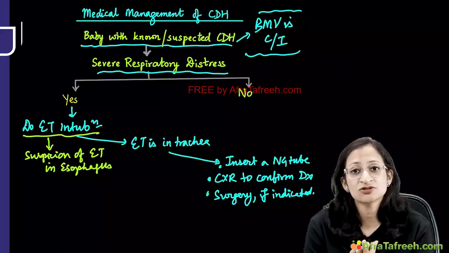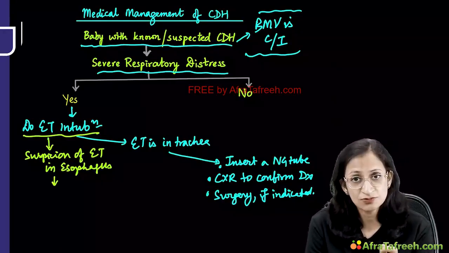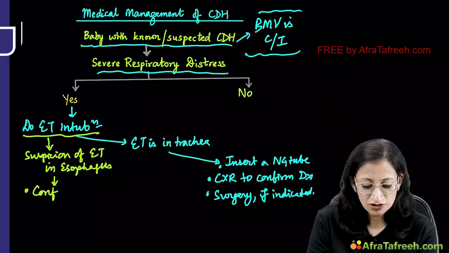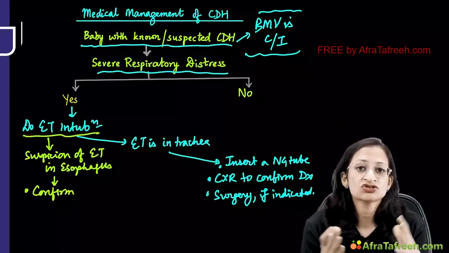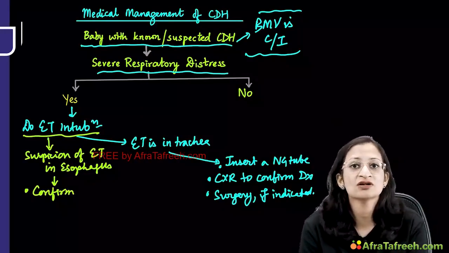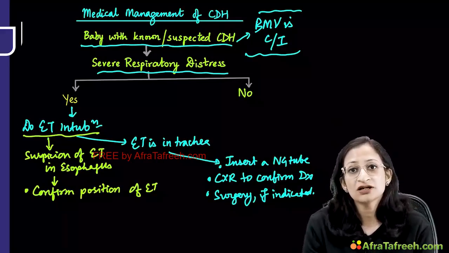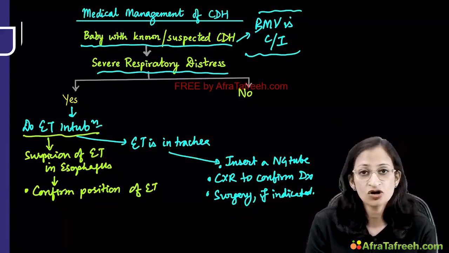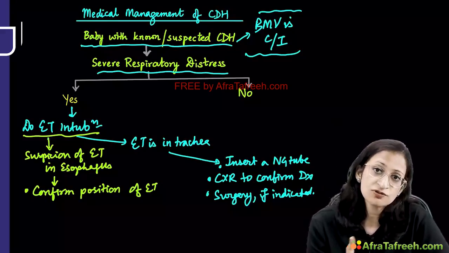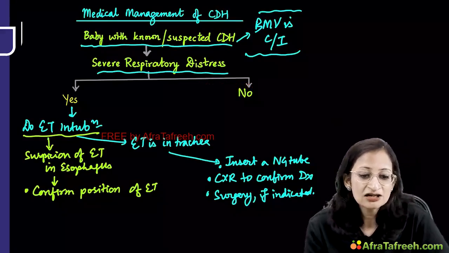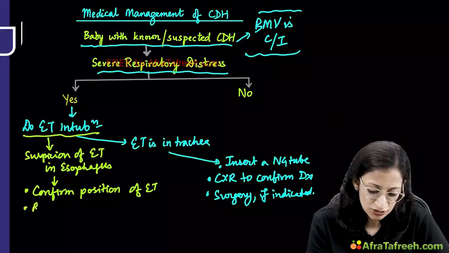If there is suspicion that the endotracheal tube is in the esophagus, what should you do? You have to first confirm the position of the ET, and we know the ways to confirm. You will auscultate and hear whether breath sounds are audible on both sides or not, whether the chest rises or not. You can use ETCO2, end tidal carbon dioxide. The position should not be confirmed by a chest x-ray. You can use ETCO2 or other methods that we have already discussed in the video on neonatal resuscitation. If you are still unsure, then you can remove the endotracheal tube and re-intubate.